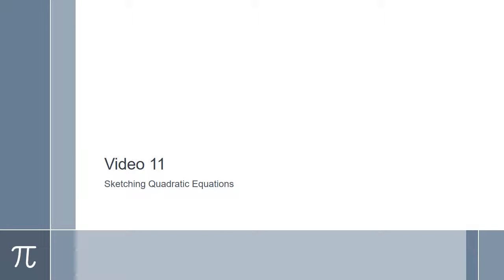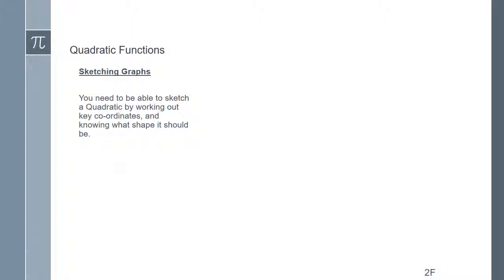Sketching quadratic equations. You need to be able to sketch a quadratic by working out the key coordinates and knowing what the shape will be. This is different to plotting it. When you plot it, you work out all the points and plot them accurately. When you're sketching it, we're showing the key features and the most important parts of it and making sure we have the right shape. So ax squared plus bx plus c is equal to 0.